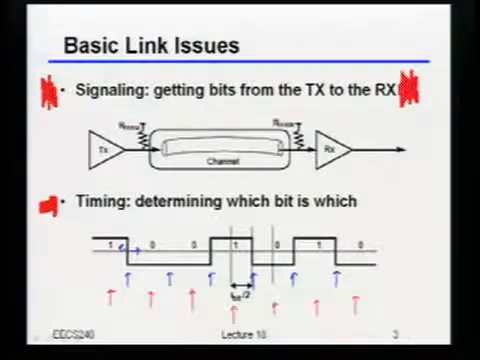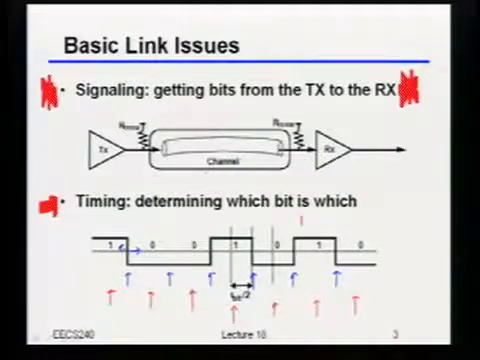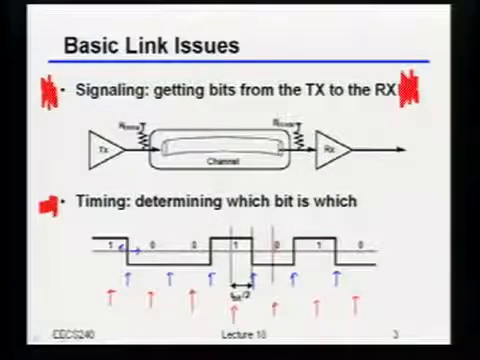So again, for most of this class, we're going to focus on this side of things, the signaling side. We're going to assume that somehow magically somebody gave us the timing, in other words, that we're always sampling the bits at exactly the right spot. But maybe towards the end, we'll talk a little bit about some of these issues and some of the circuits that you might use to actually solve these problems as well. Okay?